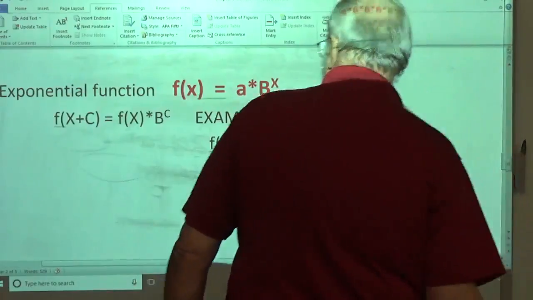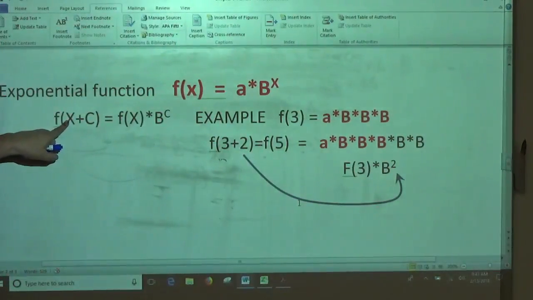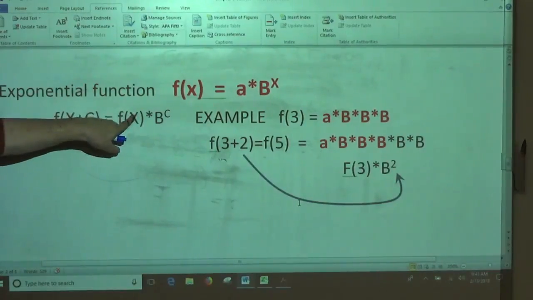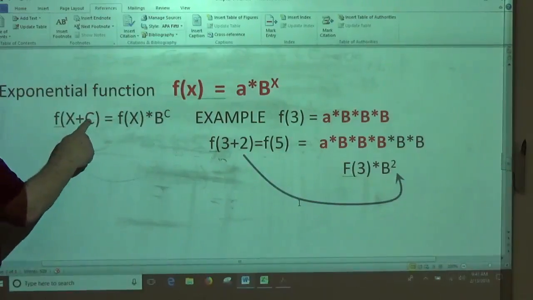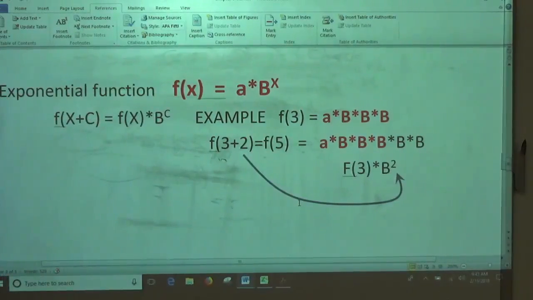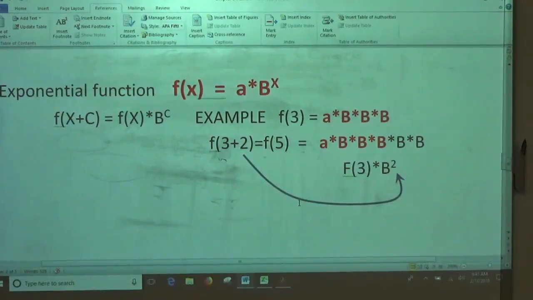This I just went over. If you have f of x and you increase it by some value, it's the same as the original and b to whatever that value is. So if I increased it by 3, then this would be b cubed. If I increased it by 2, then this would be b squared. Okay? And that's the example that we had from the book.